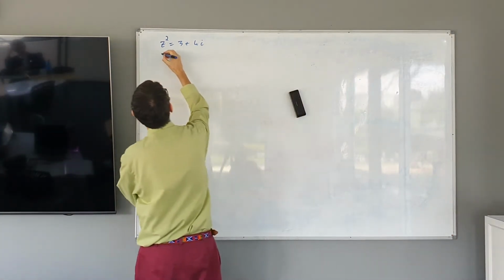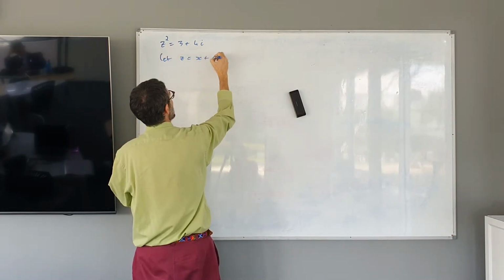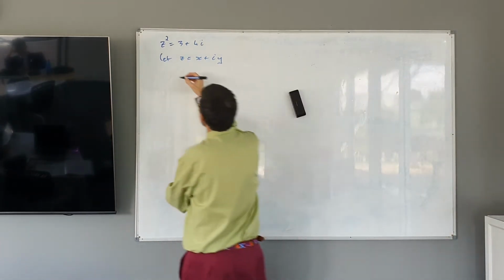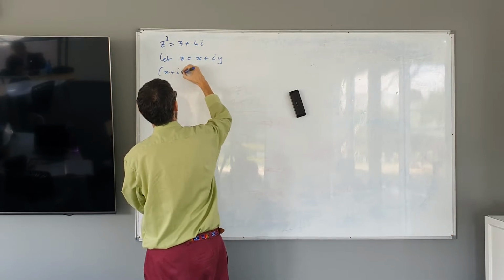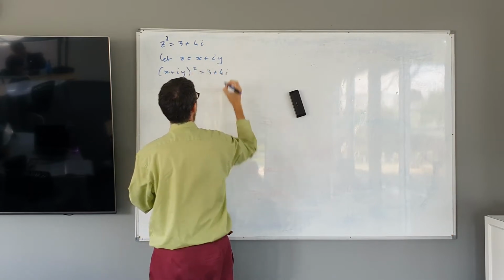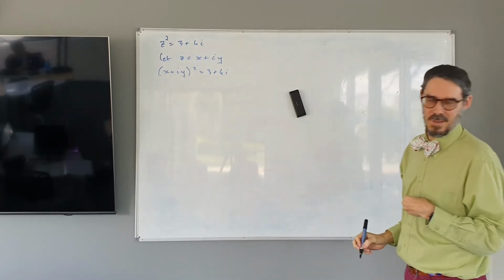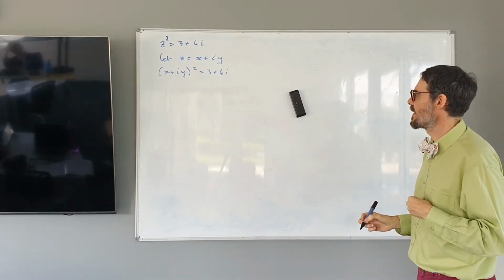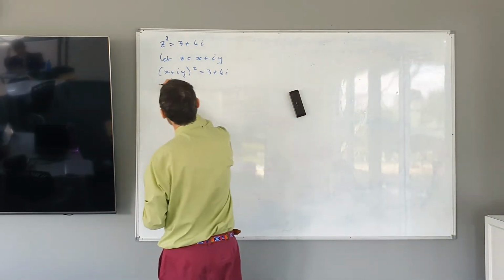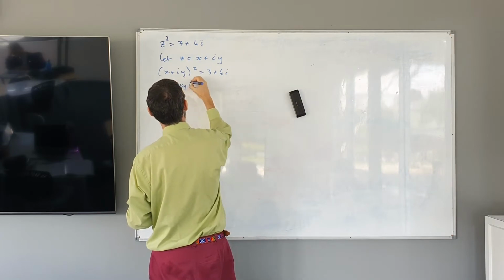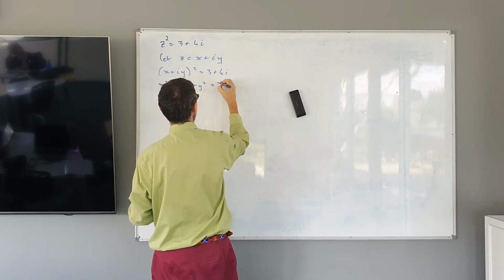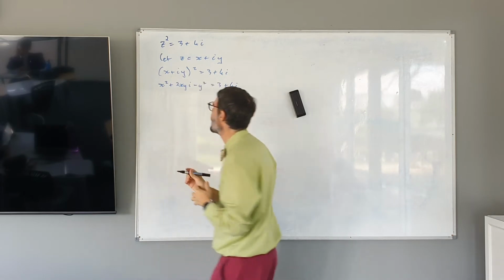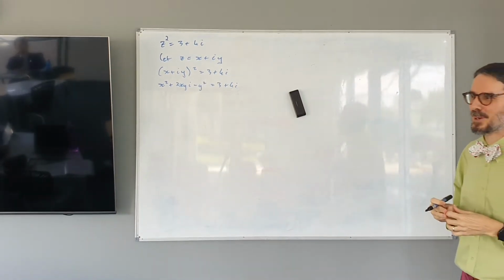Too messy that way. Let Z equals X plus IY, or YI, it doesn't matter. Then X plus IY squared equals 3 plus 4i. Expand the left. X squared plus 2xyi minus y squared equals 3 plus 4i. Have I expanded it correctly? You should always check my algebra. Yep.